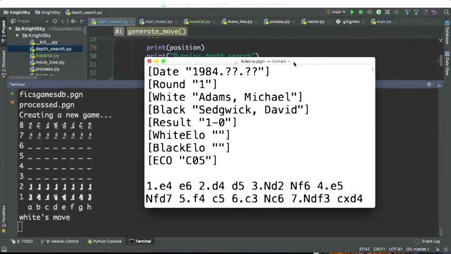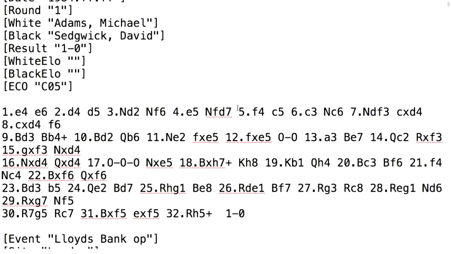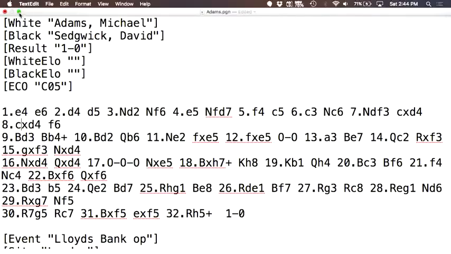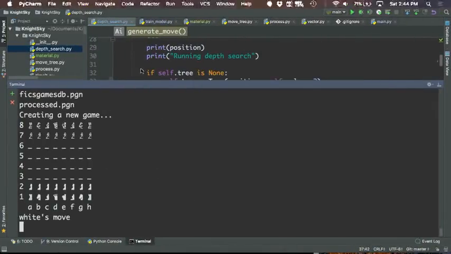Okay, so here's what a PGN looks like. As you can see, it's just a bunch of moves written in algebraic notation with some metadata. I have to parse this out and get rid of all of the numbers and the metadata, and purely feed the moves into the engine. So now I want to show you guys a demo. Here it is, running right here.